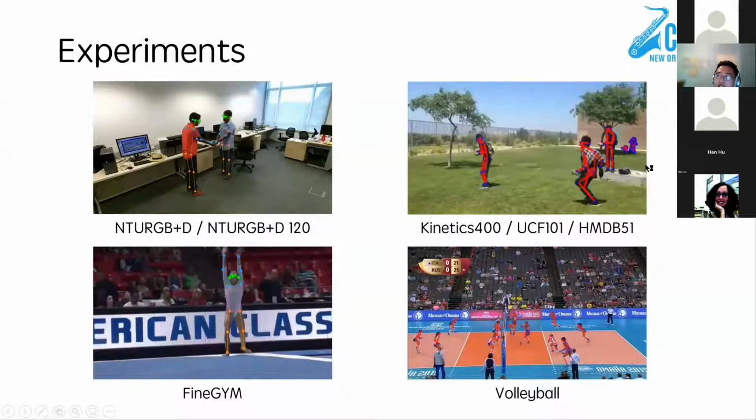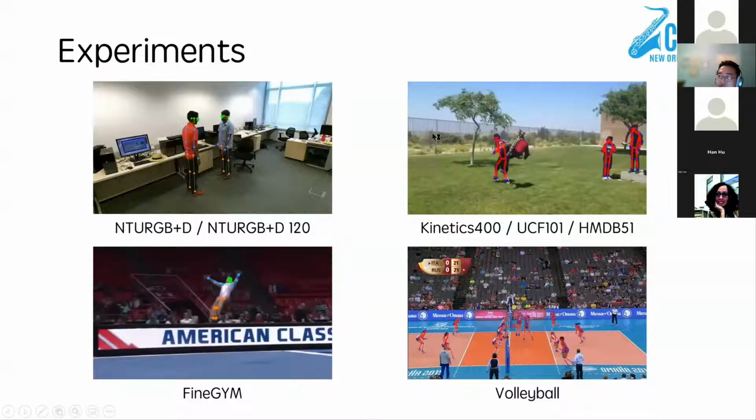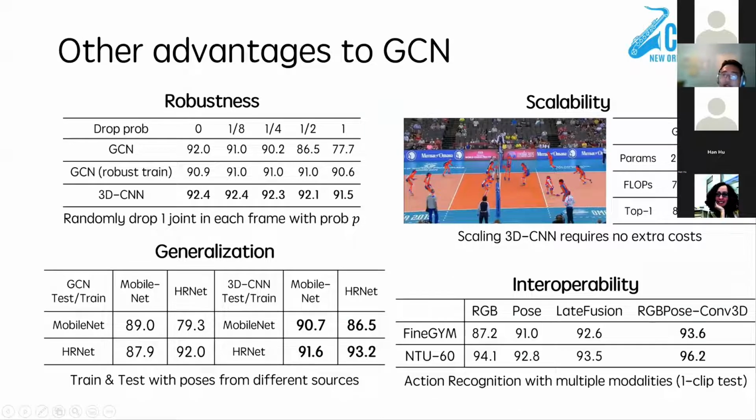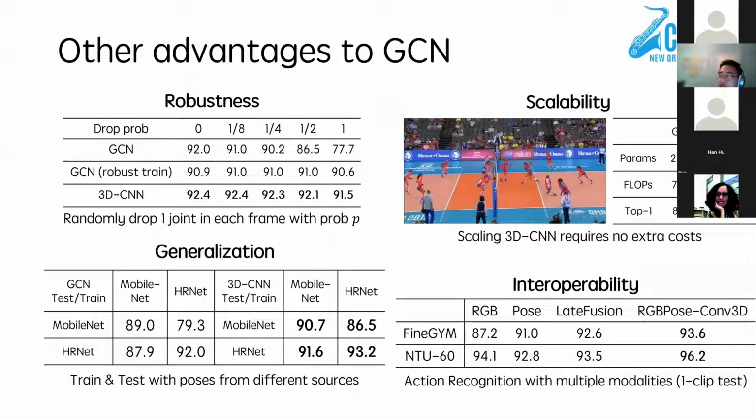We first compare PoseC3D with a representative GCN approach, MS-G3D. Both approaches take 2D skeletons extracted by HRNet as inputs. With fewer FLOPs and smaller parameter size, PoseC3D achieves strong performance on multiple benchmarks. Beyond strong recognition performance, PoseC3D also has several unique advantages compared to GCNs.